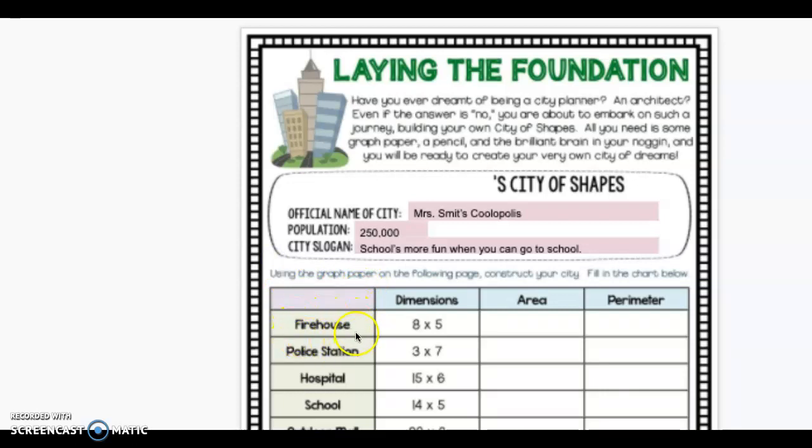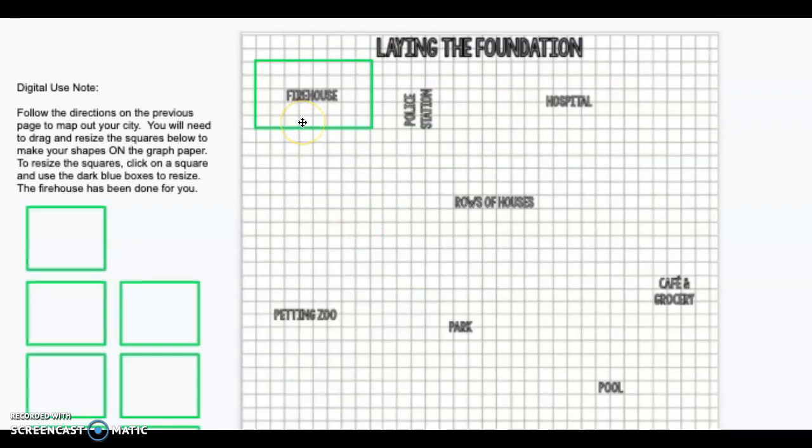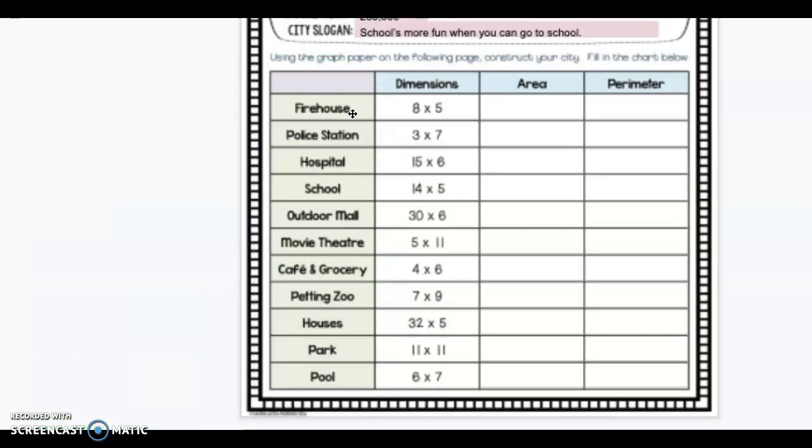So in my city, I need a firehouse. The dimensions need to be 8 by 5. So we're going to scroll down to the next page, and here we have our firehouse. 8 by 5 is already done for you. 1, 2, 3, 4, 5, 6, 7, 8 by 5. This is my firehouse. Okay, I go back up and it asks me, what is the area of the firehouse? And I remember that area is length times width. So I can just do this flashcard fact and say that is going to be 40 square units.